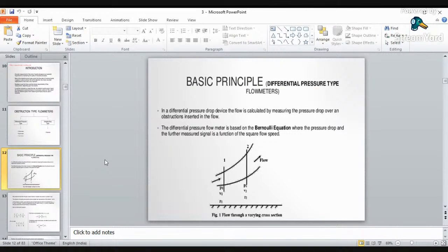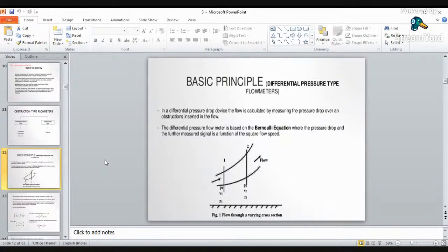I have already told you that differential pressure type measuring devices depend on the differential pressure drop in the flow, calculated by the pressure drop over an obstruction inserted into the flow. Okay, the differential pressure flow meter is based on Bernoulli's equation, where the pressure drop and the further measured signal is a function of the square of flow speed. Here I have taken an example.